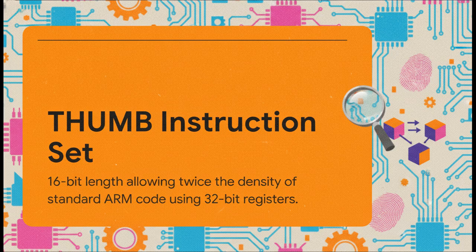The big idea here is a super reduced instruction set that is only 16 bits long. It's a brilliant solution. It allows developers to get basically twice the code density of standard ARM code while still running on the exact same powerful 32-bit internal register set. It is literally like zip compressing your factory's blueprints so they take up half the filing space, but you can still use them to build the exact same massive machines.